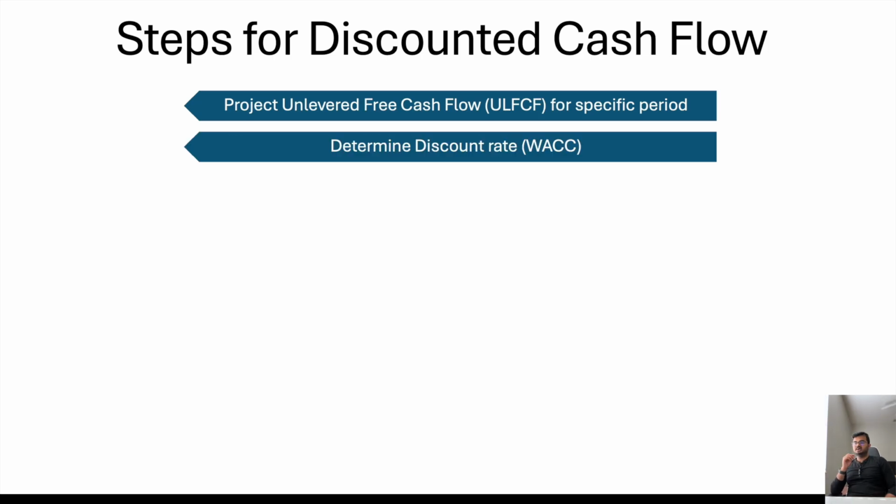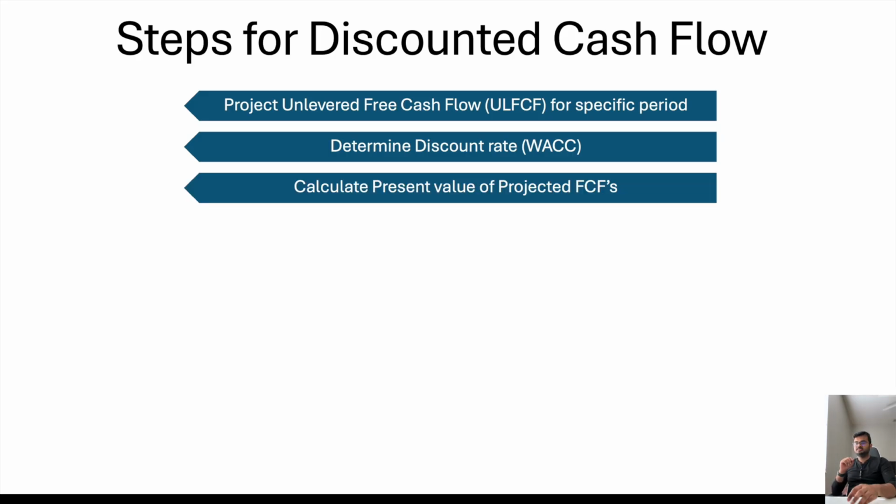Then the second step is determining the discount rate. Why the discount rate is important is simple. Assume that after 5 years you're generating $100. As of today, that $100 might not be worth the same as it will be 5 years later. Say 5 years later it is $100, but today it might be worth just $60 or $70. So for that difference, we will calculate the discount rate which we will use to discount the future cash flow to the present value. That is the discount rate, or weighted average cost of capital, generally called WACC.